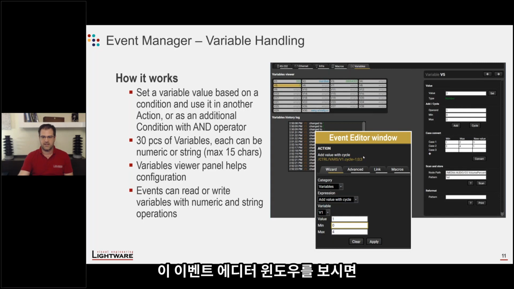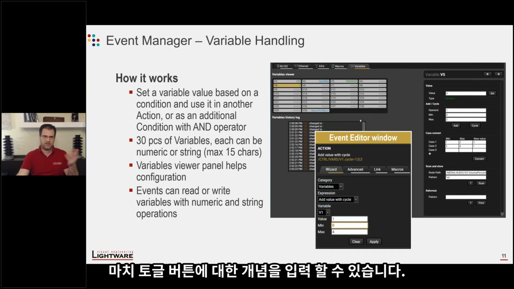So here you can see an event editor window. Simply, it is very similar. In the wizard, you can set up an action, for example, to add the value with a cycle, like the earlier mentioned toggle button and light example for that.